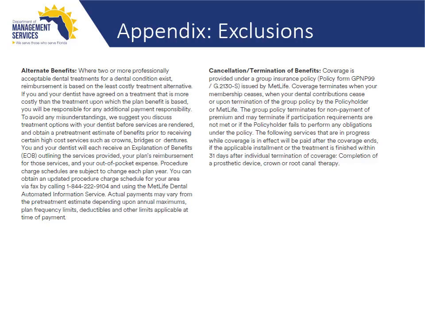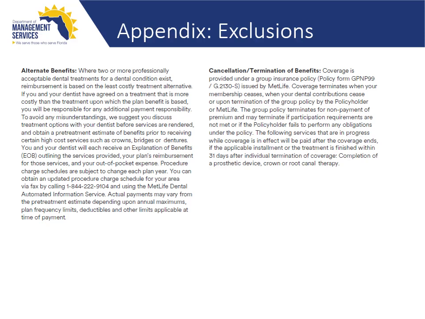Alternate benefits. Where two or more professionally acceptable dental treatments for a dental condition exists, reimbursement is based on the least costly treatment alternative. If you and your dentist have agreed on a treatment that is more costly than the treatment upon which the plan benefit is based, you will be responsible for any additional payment responsibility. To avoid any misunderstandings, we suggest you discuss treatment options with your dentist before services are rendered and obtain a pre-treatment estimate of benefits prior to receiving high-cost services such as crowns, bridges, or dentures.